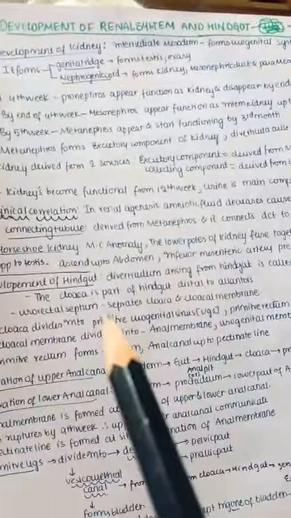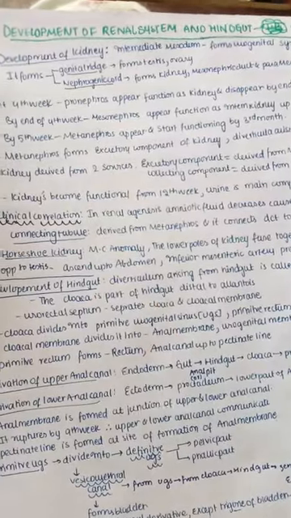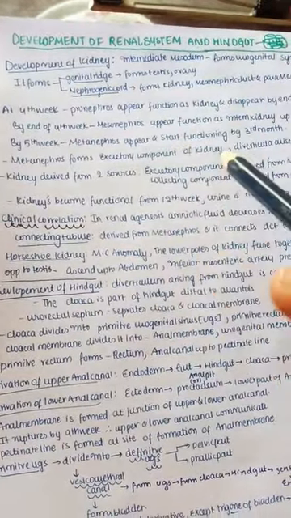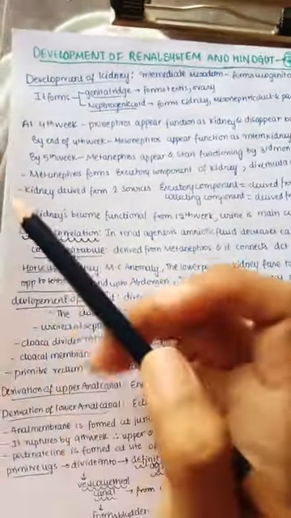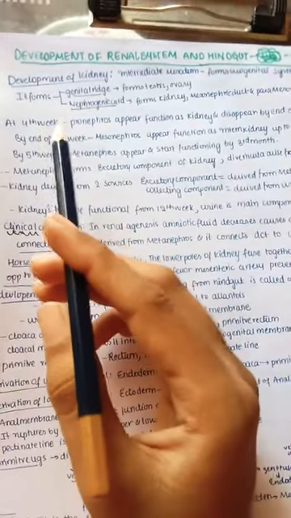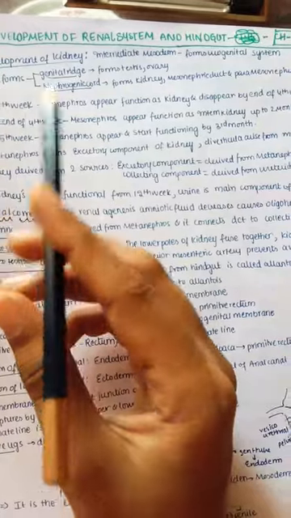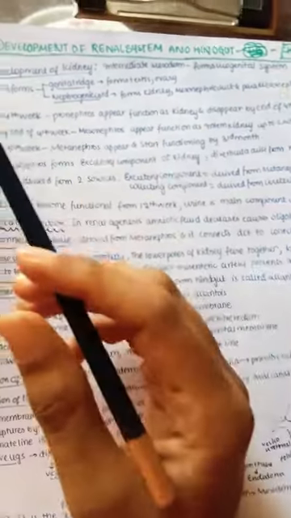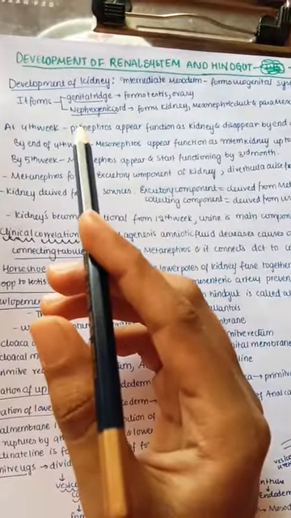So as we already discussed in detail in our lesson, this is just a fast revision series for our NEET PG or NExT. So it is just again revision. In the 4th week, the pronephros mainly appears and functions as kidney, and it disappears by the end of the 4th week. So it arises in the 4th week and ends in the 4th week.